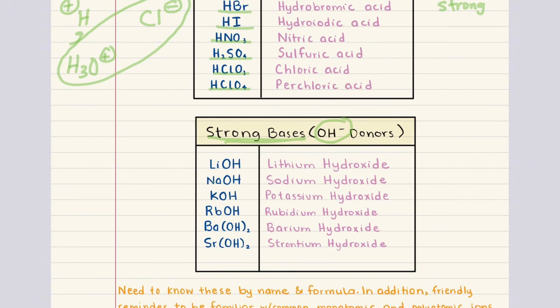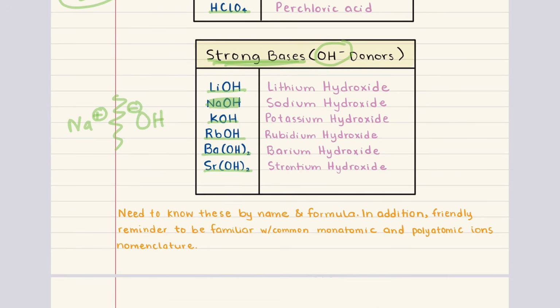Sodium hydroxide is probably the most familiar example. It is a strong base. You put sodium hydroxide in water, and it's going to separate completely into sodium ions and hydroxide ions. The other strong bases you need to know for this course are lithium hydroxide, potassium hydroxide, rubidium hydroxide, barium hydroxide, and strontium hydroxide. These also dissociate fully.